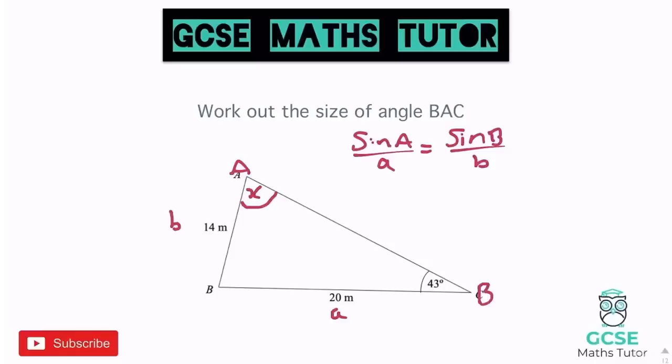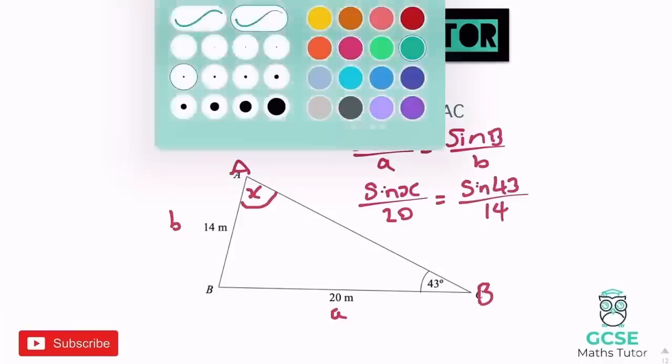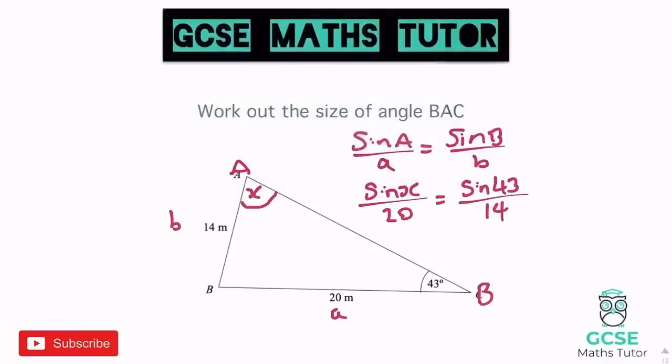So then sticking in all the numbers, what have we got? Sine A is sine X, so we have sine X over 20 equaling sine 43 over 14. Okay, so exactly the same approach as we did before. We can isolate the sine X by timesing both sides by 20.